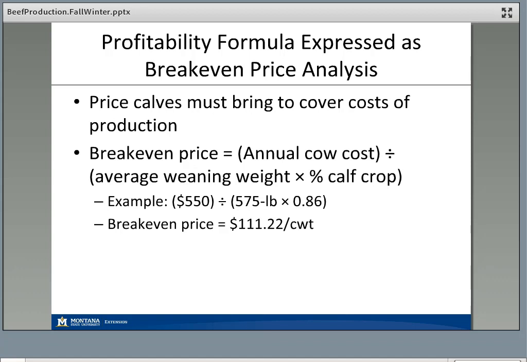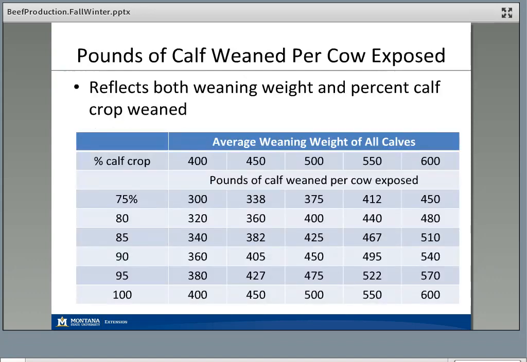Okay, this table shows how those two things influence each other. We've got percent calf crop in the first column from 75% on up to 100, and average weaning weight of all calves in 50-pound increments from 400 to 600, just for an example. Remember that calf crop has to do with the number of calves that are born and weaned compared to the number of cows you turned out with bulls the previous year.